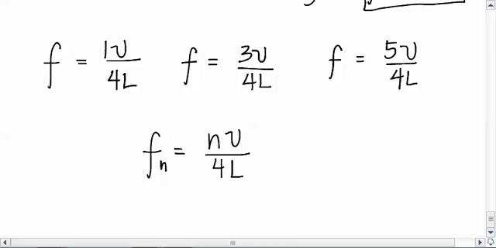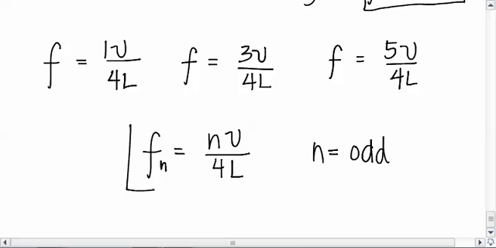The first one I could make was 1. The second one I could make was 3. The third one I could make was 5. What do you think the next one's going to be? 7. So tell me about the harmonics. They're all what? Odd. We only get odd harmonics with an open-closed pipe.